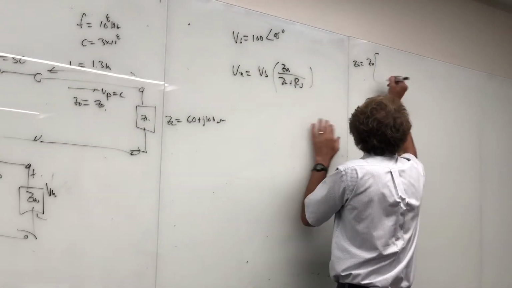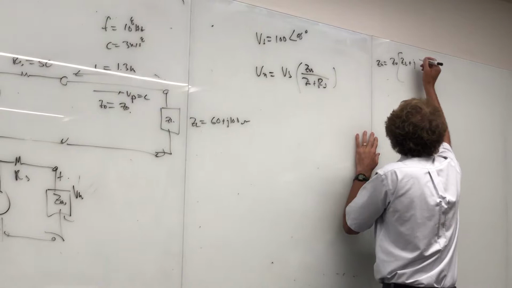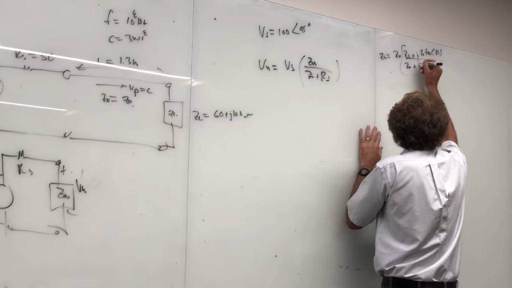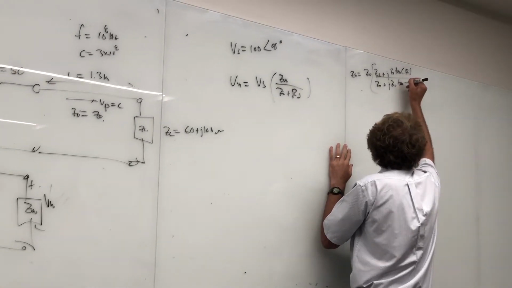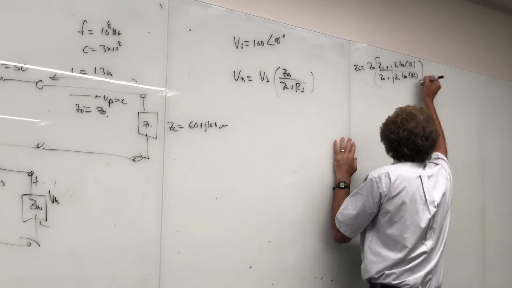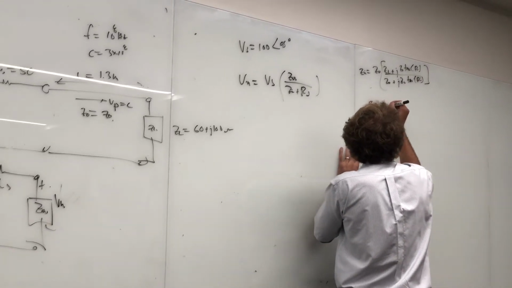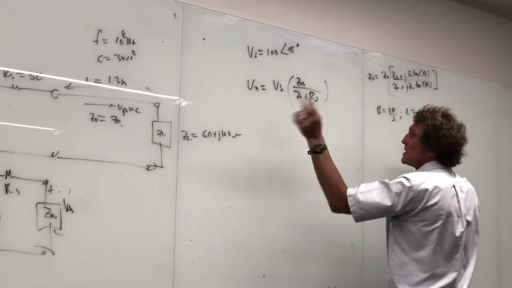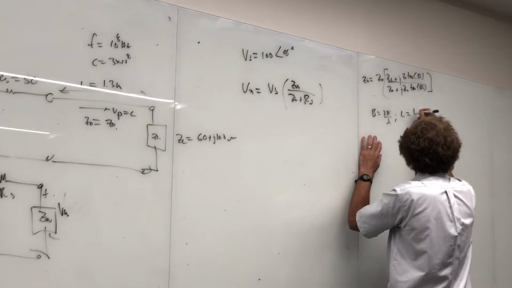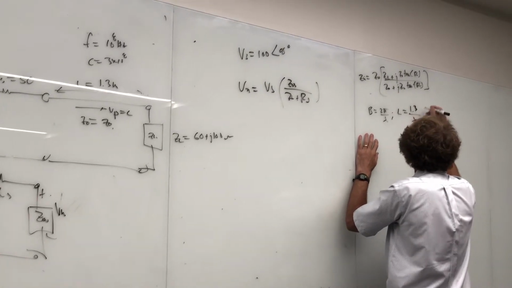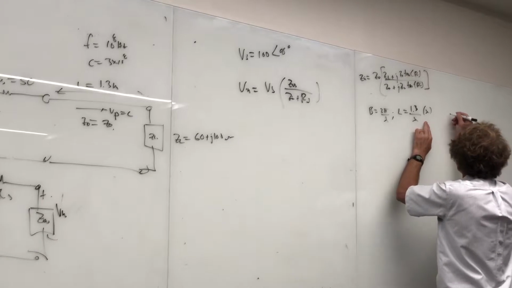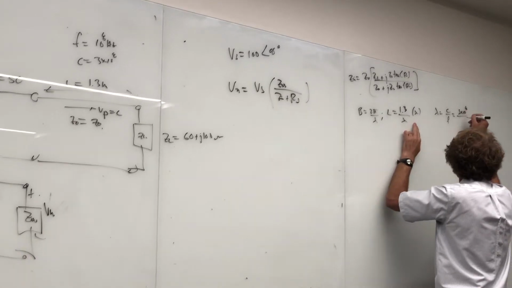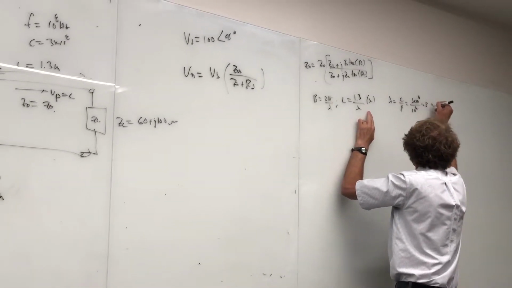Zn is Z0 times ZL plus j Z0 tangent of beta L, over Z0 plus j ZL tangent of beta L. Here, beta is 2 pi over lambda. The length of the line in lambda is 1.3 divided by lambda. Now lambda is C over F, that's 3 times 10 to the 8th over 10 to the 8th, or 3 meters.